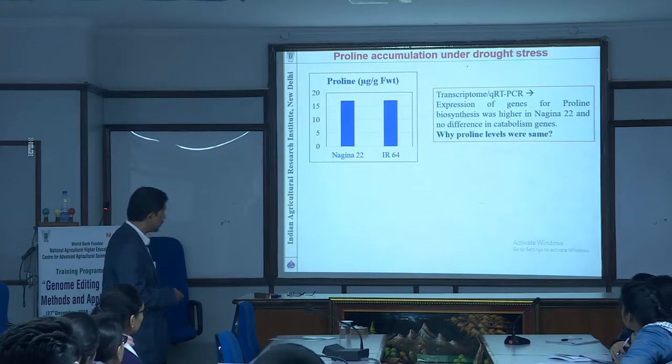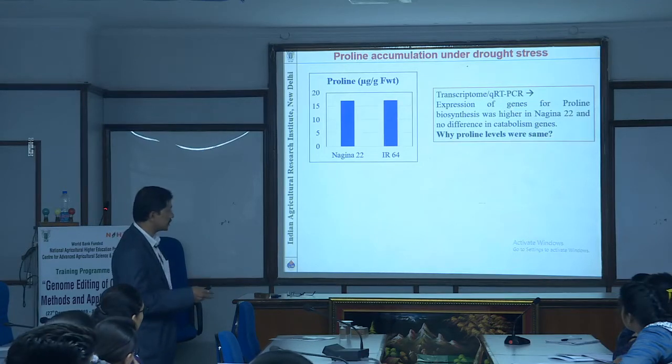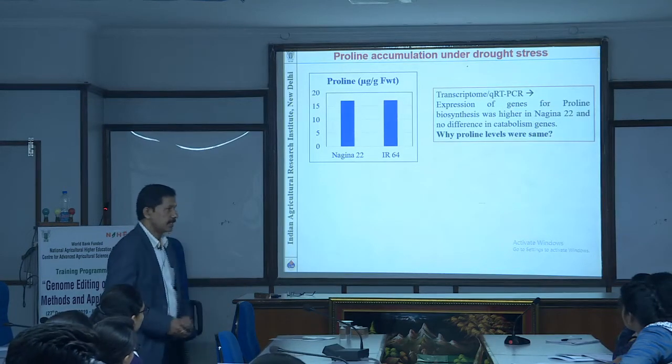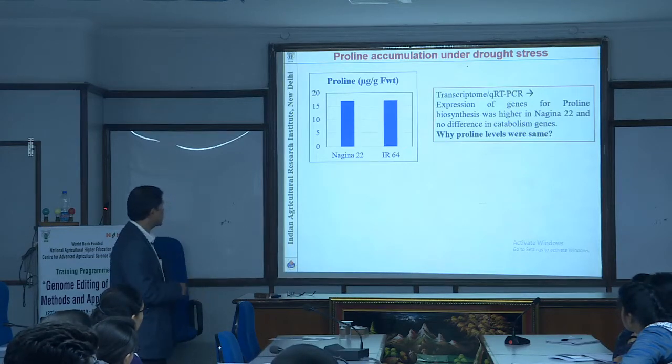So what could be the possibilities? Why does it happen? Assume that the gene is expressed and the expression is proportional to the activity. So what is the problem with this graph? Is there any problem?